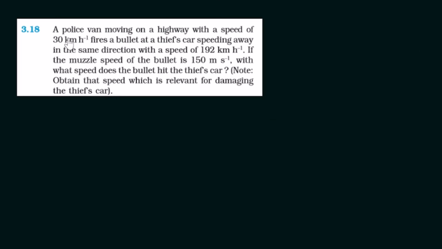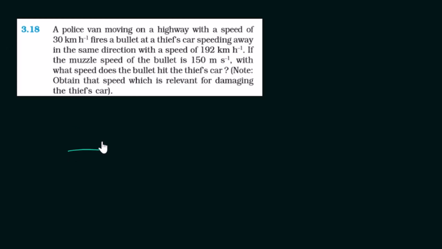Our next problem is: a police van moving on a highway with a speed of 30 km per hour fires a bullet at a thief's car speeding away in the same direction with a speed of 192 km per hour. The muzzle speed of the bullet is 150 meter per second. With what speed does the bullet hit the thief's car? Not obtain that speed which is relevant for damaging the thief's car.